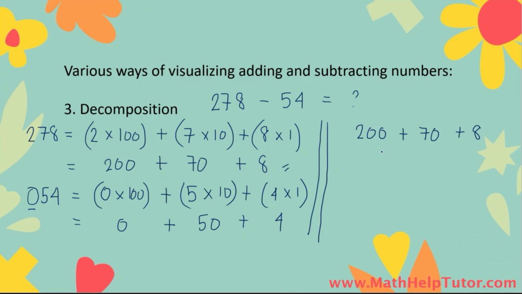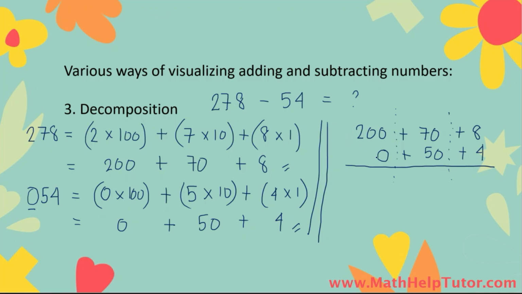Well, there's no number in the hundreds place, so let's just put a 0 here. Plus 50 plus 4. And we got that from here. So let's just draw a line to separate our answer from the decomposed versions of our numbers. So what we do is we subtract according to place. We're going to subtract the hundreds separately from the tens and separately from the ones.